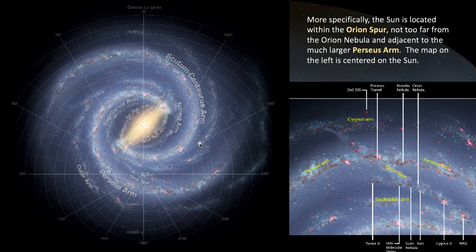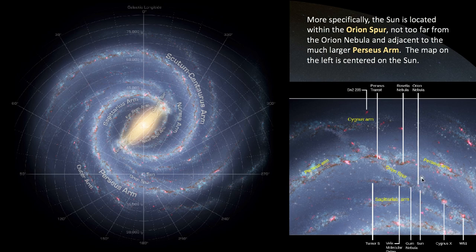And then there's these smaller armed features within as well. And we're kind of in between here at this Orion Spur. Now on the diagram over here, we zoom in on the Orion Spur. It's called the Orion Spur. We call it the Orion Spur because it's where the Orion Nebula is located. All right, so the Orion, and this line here is for the sun.